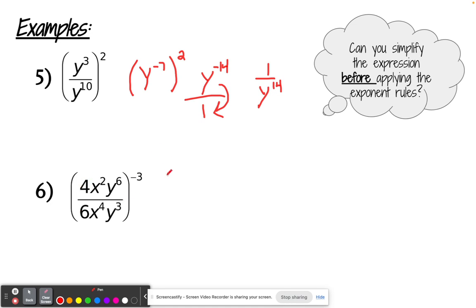Let's start with my fraction. My fraction is going to be 2 over 3 once I simplify it.